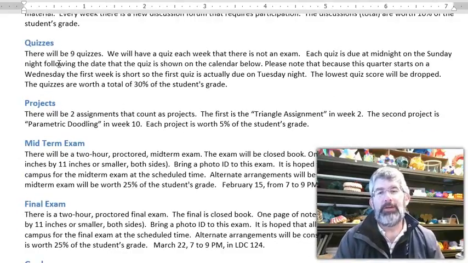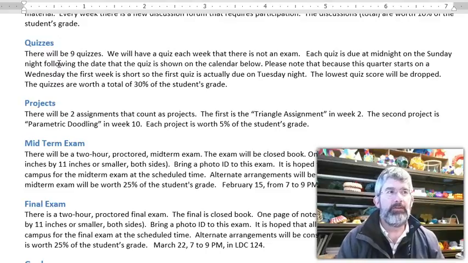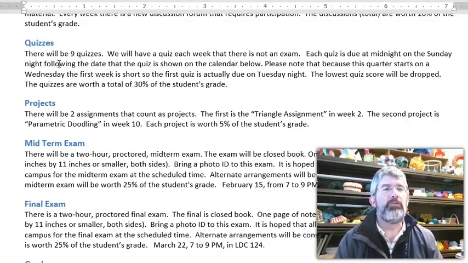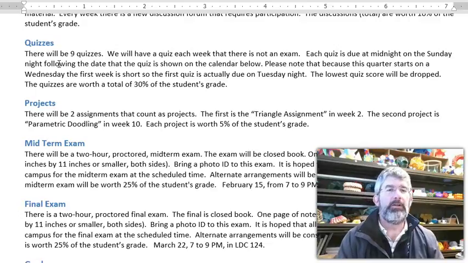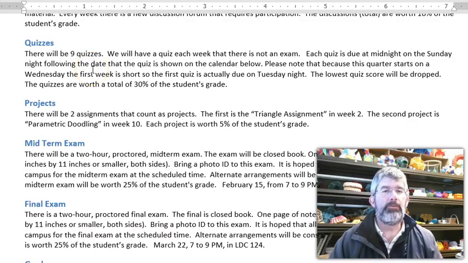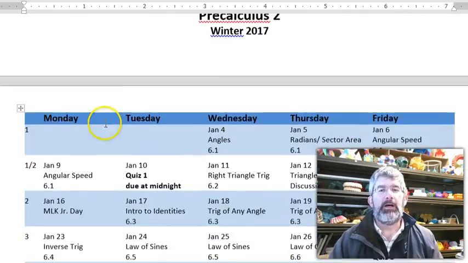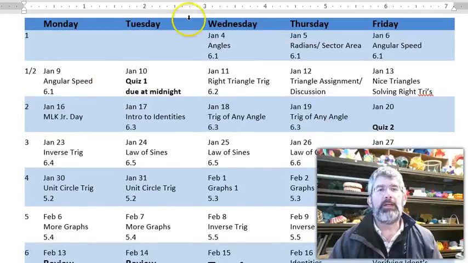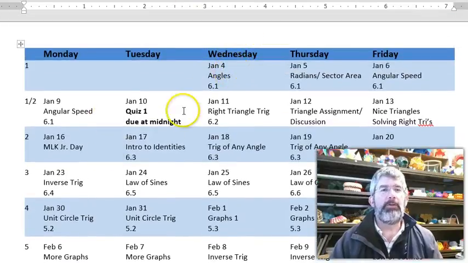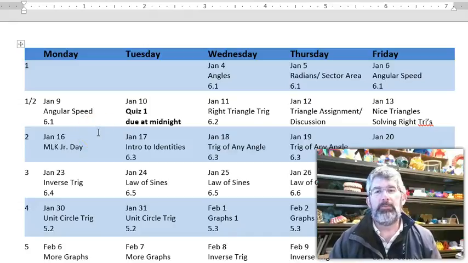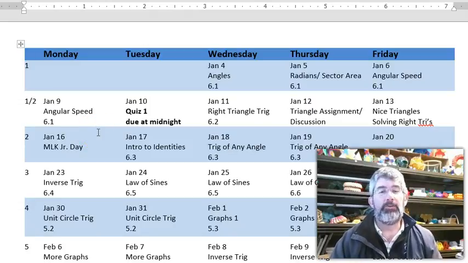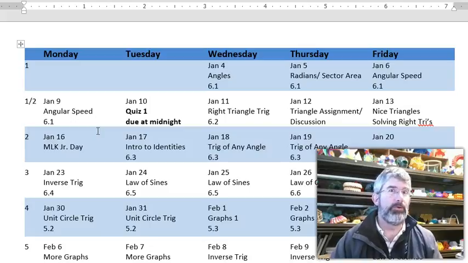The quiz appears out of the ether on Wednesday, and you have until Sunday at midnight to do it. There's one exception to that. I'm going to scroll down to the calendar at the bottom of the syllabus and then come back to it. Because we start on a Wednesday and there's a couple of holidays in this quarter, we actually span over 12 weeks, and it's an 11-week course.